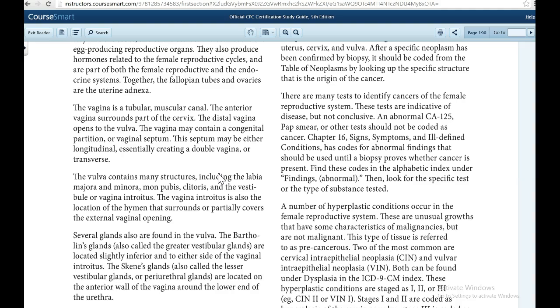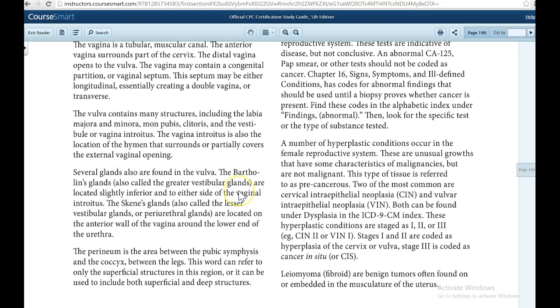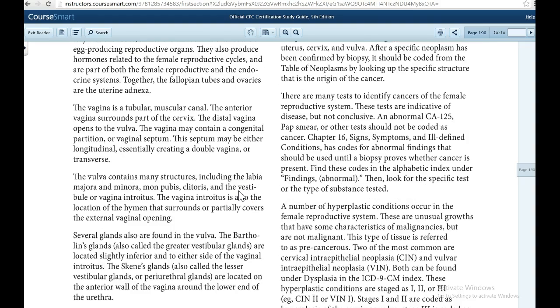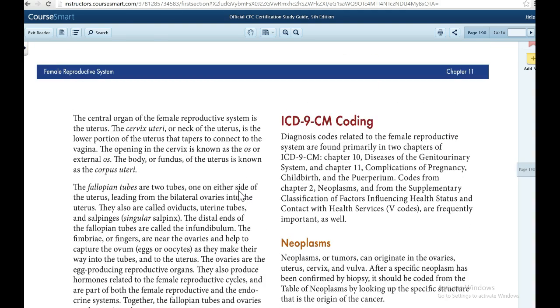The vulva contains many structures, including the labia minora and majora, mons pubis, the clitoris, the vestibule or the vaginal introitus. At the vaginal introitus is also located the hymen, which partially covers the external vaginal opening. Okay, so make sure you all go back and read over that.